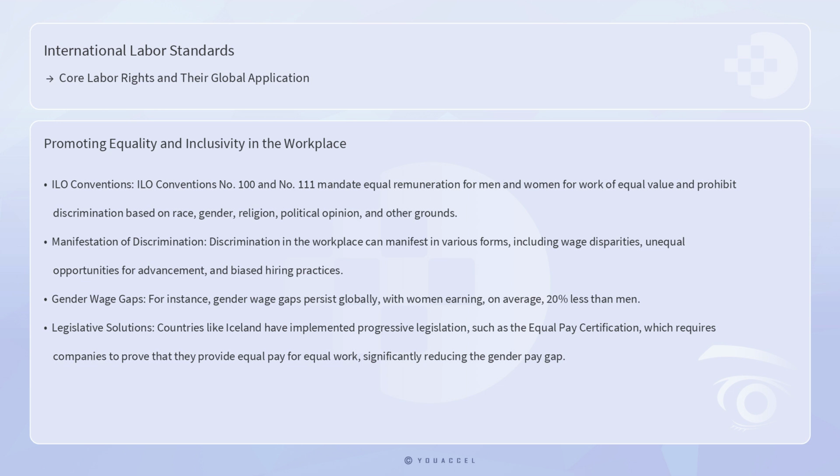Discrimination in the workplace can manifest in various forms, including wage disparities, unequal opportunities for advancement, and biased hiring practices. For instance, gender wage gaps persist globally, with women earning, on average, 20% less than men. Countries like Iceland have implemented progressive legislation, such as the Equal Pay Certification, which requires companies to prove that they provide equal pay for equal work, significantly reducing the gender pay gap.